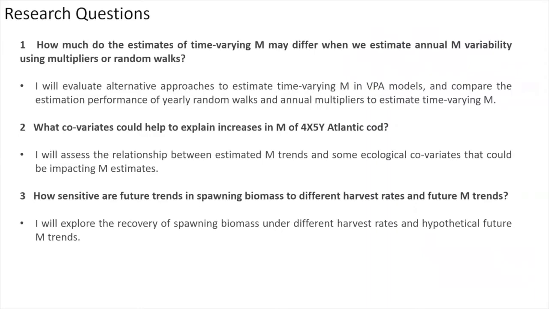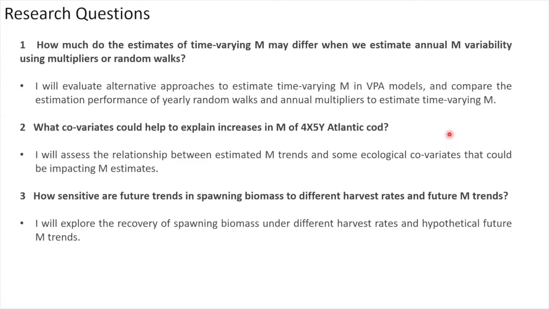So using Atlantic cod from Bay of Fundy and Scotian shelf as a case study, I wanted to explore the following research questions. My first question is how much do the estimates of time-varying natural mortality differ when we estimate annual natural mortality variability using multipliers or random walks? To answer this question, I will evaluate alternative approaches to estimate time-varying natural mortality in VPA models. And I will compare the estimation performance of yearly random walks and annual multipliers to estimate time-varying natural mortality.